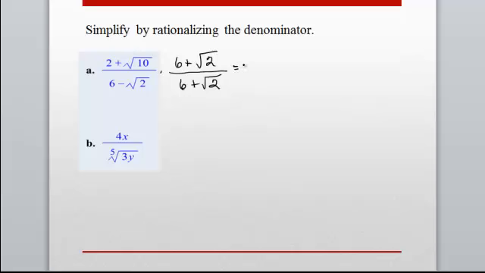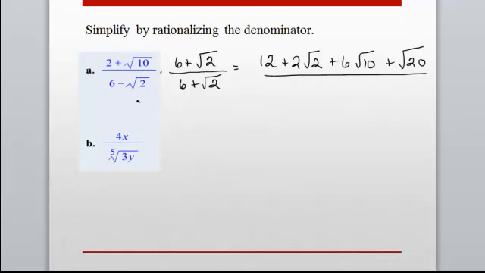We would get 2 times 6, 2 times the square root of 2, the square root of 10 times 6, and the square root of 10 times the square root of 2. How about the denominator? 6 times 6 is 36. 6 times the square root of 2 is 6 square root of 2. Negative square root of 2 times 6 is negative 6 square root of 2. And negative square root of 2 times square root of 2 is negative square root of 4.